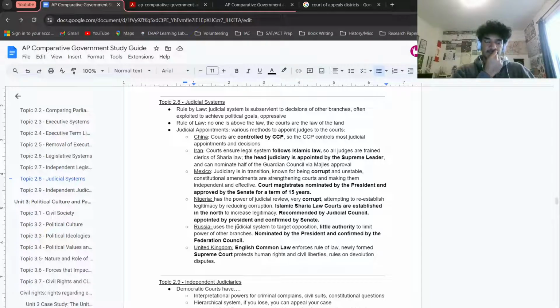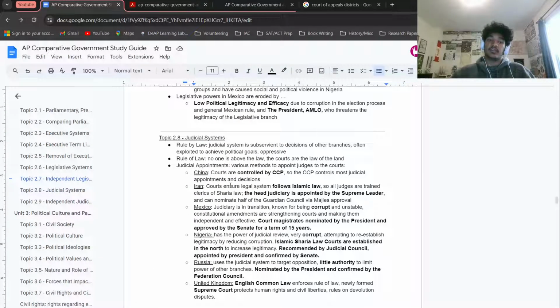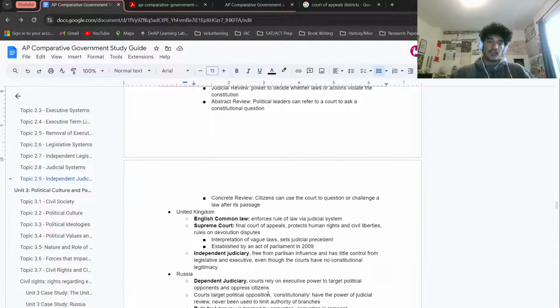Most of the democracies, besides UK, so Mexico and Nigeria, have corrupt courts. But they're trying to fix it. Most of the authoritarian regimes have corrupt courts, but they're not trying to fix it. That's basically all you need to know. Oh, one more thing. In Nigeria, the northern courts are governed by Sharia law, so you should know that. Northern courts, which are the Muslim courts, do have Sharia law. What a coincidence, right?